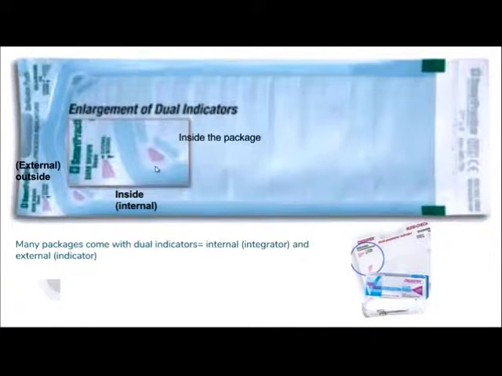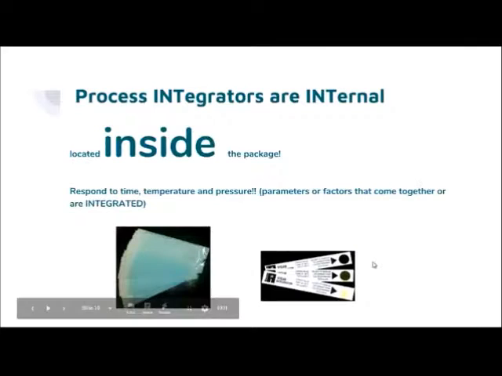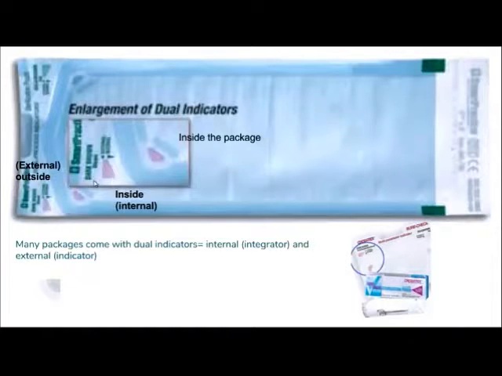And this is the indicator before processing. So typically most of them are pink before they go in, or they might be light blue. And when they come out, they're going to be dark in color like this. So here's my inside one right here inside the package, and here's my outside one outside the package. Both on the same package, you see, but one of them is inside where the instrument goes. So the inside one responds to heat, pressure, and time. And the outside one only responds to heat.